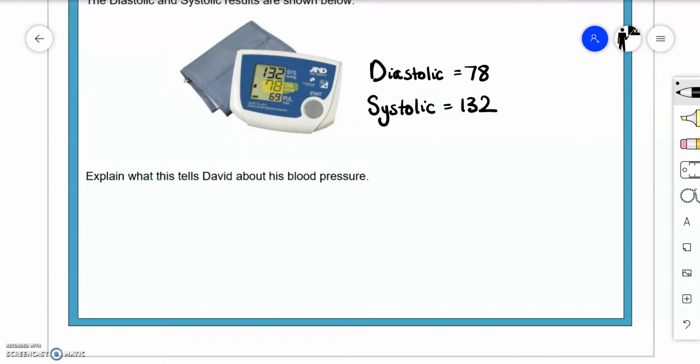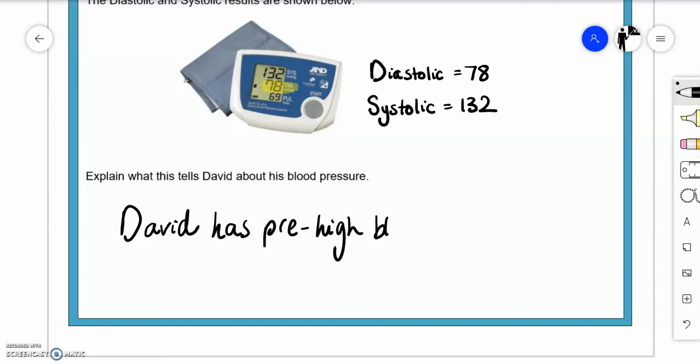Explain what this tells David about his blood pressure. We'll just say David has pre-high blood pressure.